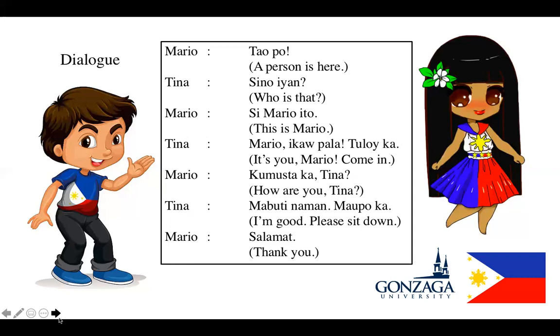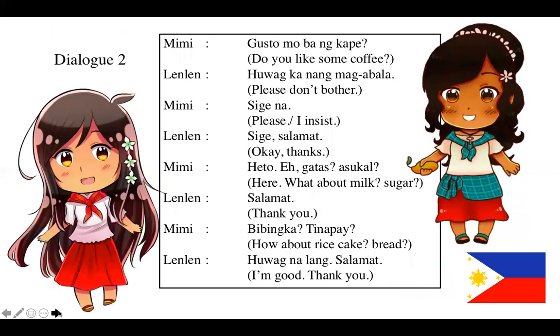And then here, heto, gatas, asukal. What about milk or sugar? Salamat. I think I've not included this one, tinapay. Tinapay means bread. Even if it's already a sandwich or bread that is not yet a sandwich, we call it tinapay or any bread. Okay, wag na lang, salamat. So this one is another offer, but it's also okay to refuse if you really don't like it, but refuse politely. Okay, that's how we do it in Filipino culture.